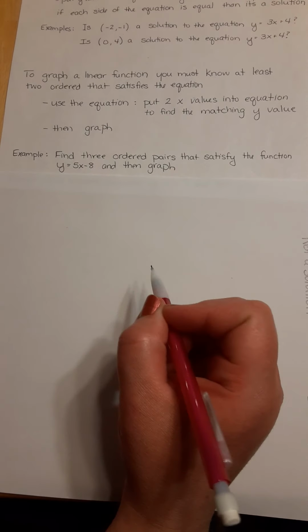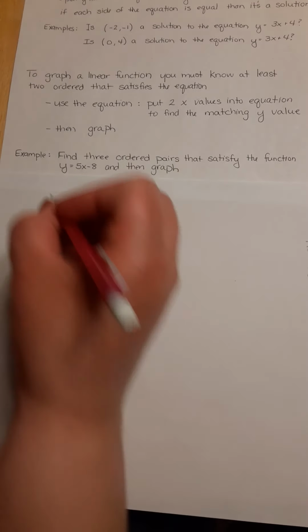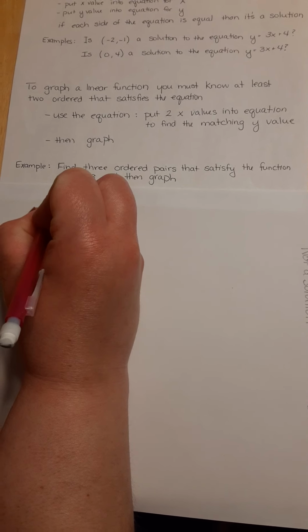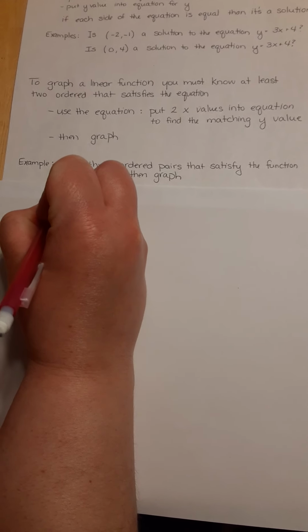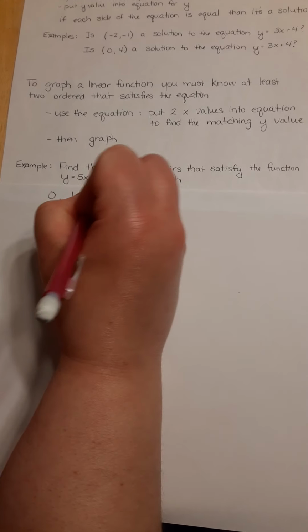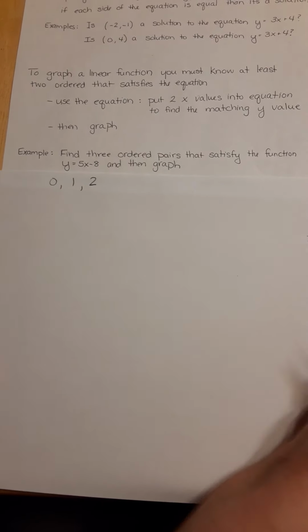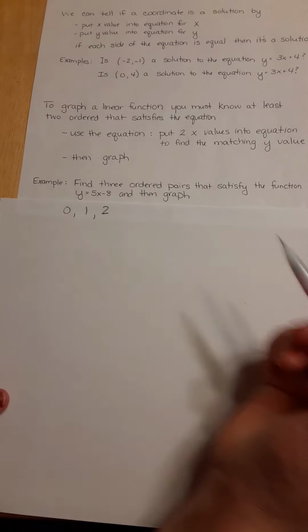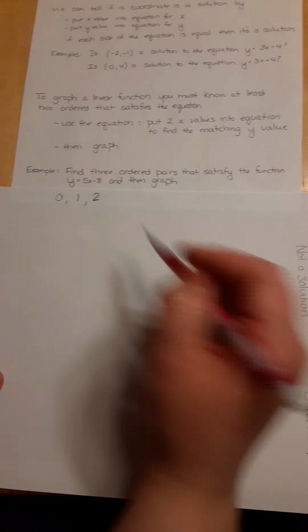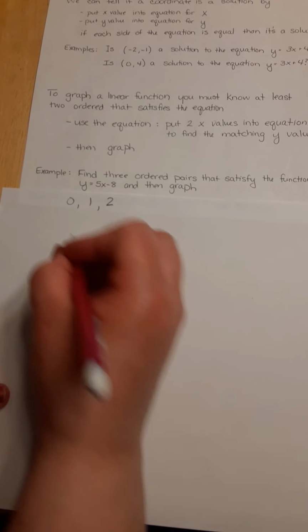So because they're asking for 3, let's go ahead and do points. Oh, let's do 0, 1, and 2. Okay, those are pretty small. I could have even chosen -1, 0, and 1. Okay, so now we're going to put these into our equation.